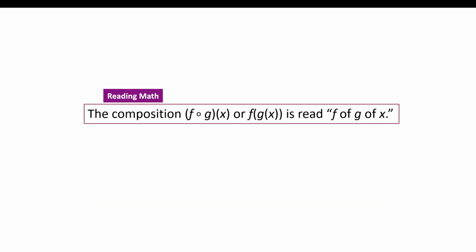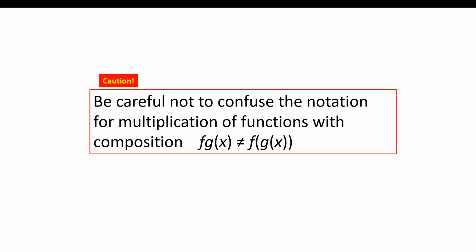All right, so when you see a composition of functions such as this, it's read f of g of x. Be careful not to confuse the notation for multiplication of functions with composition, okay? There's a little dot in there, a circle, when you're composing. If you're going to compose a function, f of g of x, you put a circle. If you're multiplying, you either put them just right next to each other or you put a little dot in between.